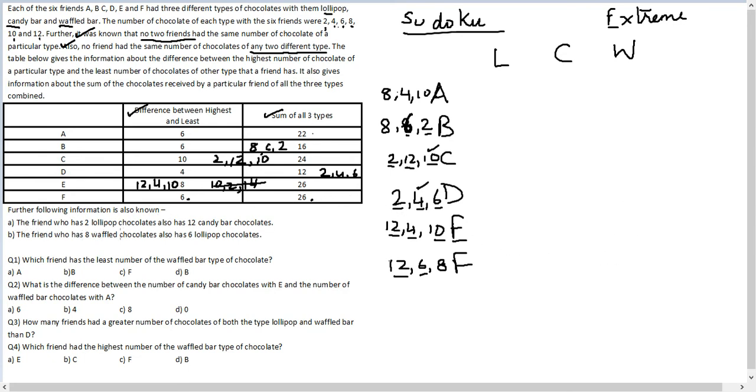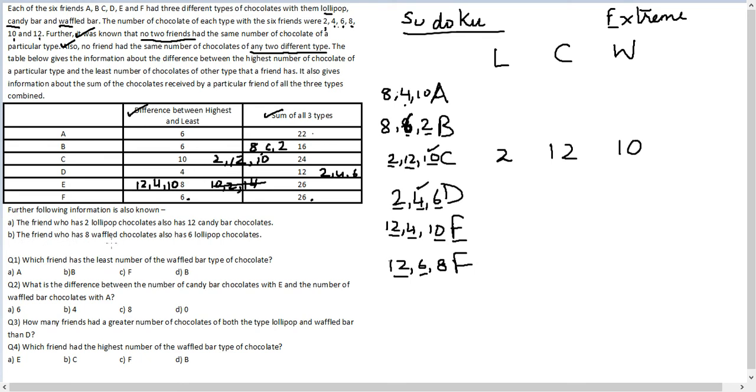The friend who has 2 lollipop chocolates also has 12 candy bar chocolates. So let me look for the pair where 2 and 12 are coming together. We don't have neither 2 nor 12. We have 2, but we don't have a 12. We have 2 here and we have 12 here. So 2 and 12 lollipops, 2, 12 candy bars. So 10 waffled here for C.